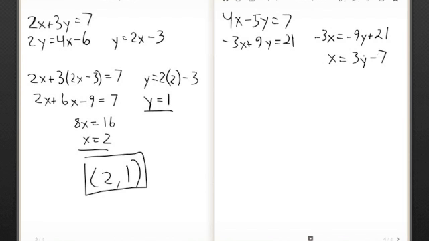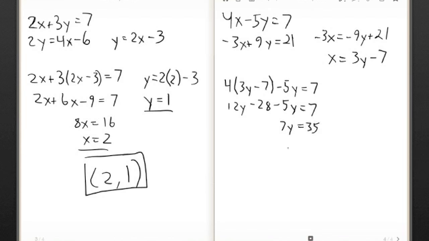So now that we have what x is equal to, let's just put that back up into the first equation. We change this one, so we're going to put it back into this equation. And we'll get 4 times x of 3y minus 7 minus 5y equals 7. So it'll be 12y minus 28 minus 5y equals 7. 7y equals 35. Y equals 5.